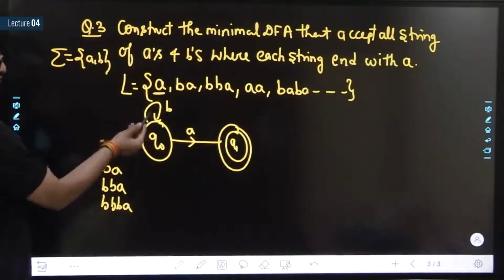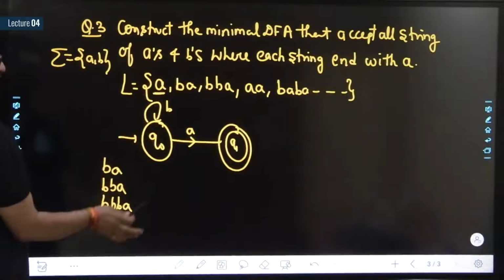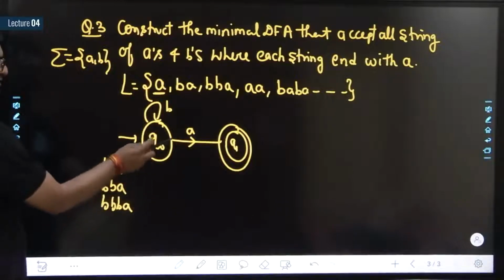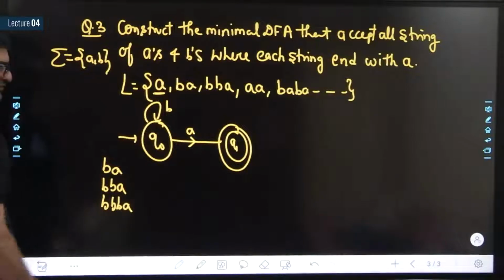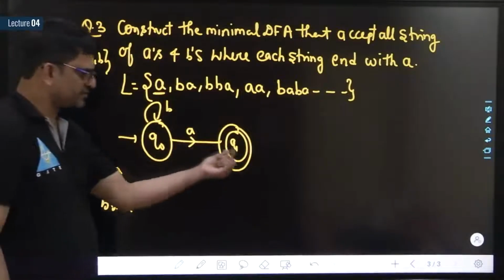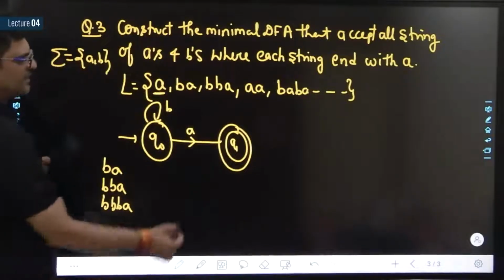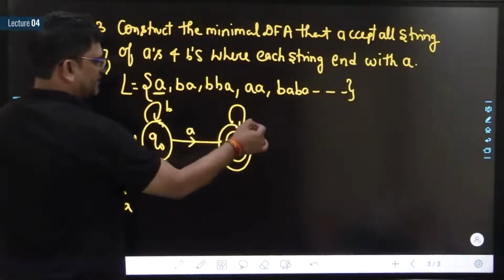Q0 has two transitions, one for A, one for B. It means this state satisfies the definition of the DFA. Now come to the Q1. End with A. End with A.